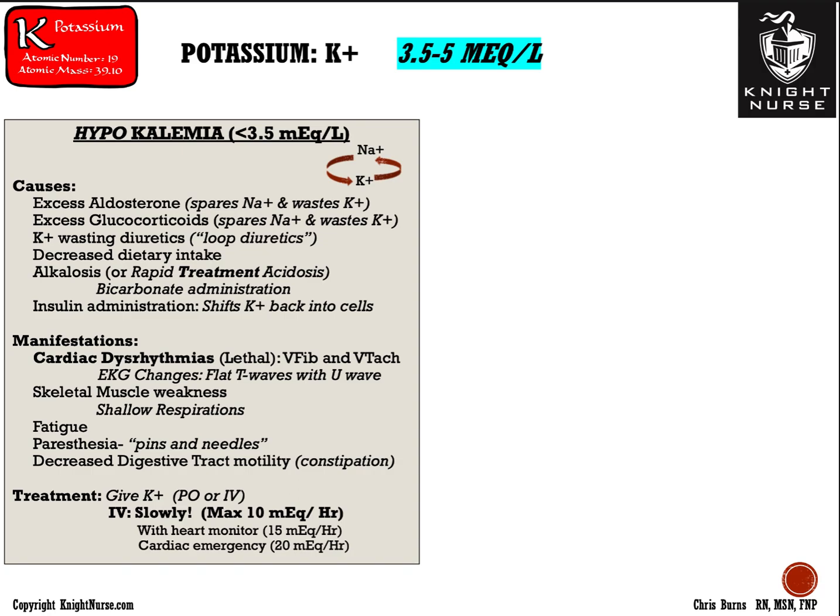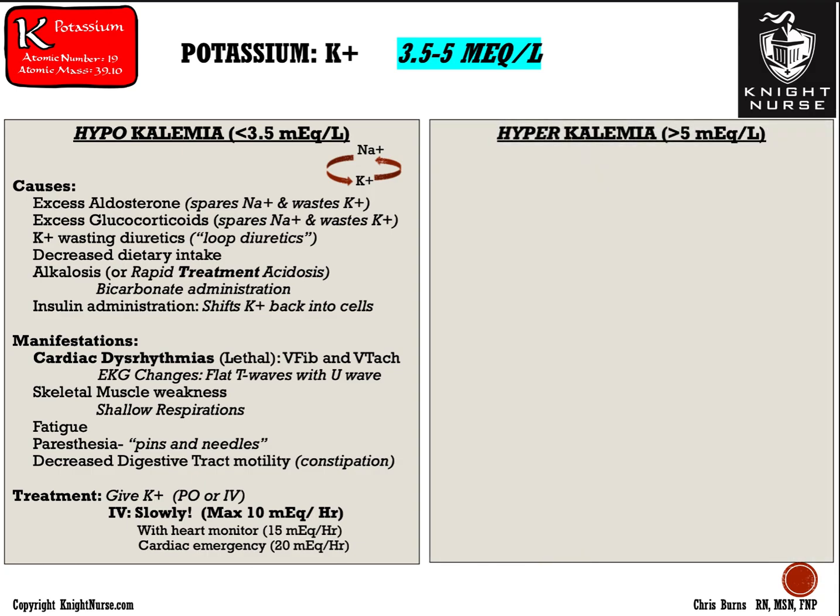And the treatment is to slowly give potassium. You have to give it very slowly, though, because of the problems that can occur with giving someone too much potassium and causing hyperkalemia. Now, hyperkalemia is greater than 5 milliequivalents per liter. So what are the causes? Renal failure. Kidneys are key in getting rid of potassium. So when the kidneys fail, acute or chronically, you're going to have hyperkalemia.